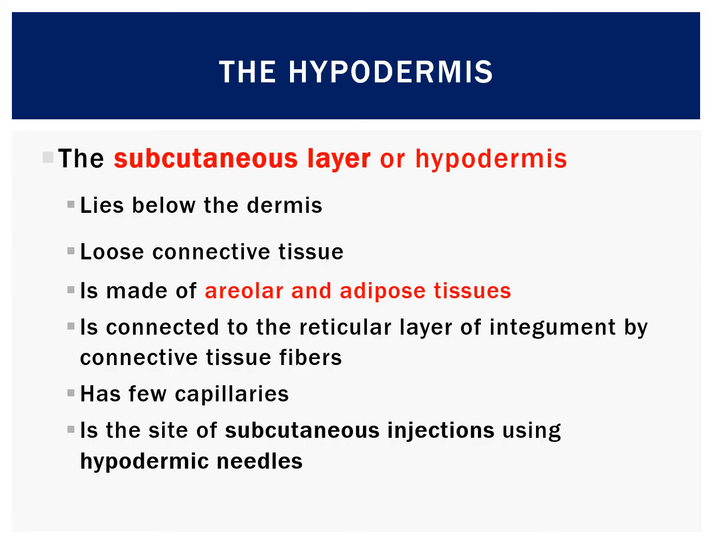Alright, the third layer of skin is the hypodermis. It is a loose connective tissue type. This is because the hypodermis is made of areolar and adipose tissues. The hypodermis is connected to the deep reticular layer of the dermis by connective tissue fibers. And this layer is the site for subcutaneous injection.